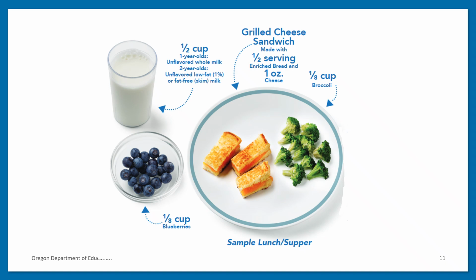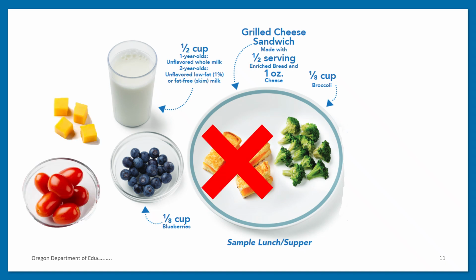What does substituting a vegetable for a grain look like in a CACFP lunch or supper? Here you have a sample CACFP lunch or supper with fluid milk, blueberries, grilled cheese sandwich, and broccoli. An example of substituting the grains with the vegetable might look like removing the grilled cheese sandwich and replacing it with some cubed cheese and some cherry tomatoes. All the other components will stay the same.